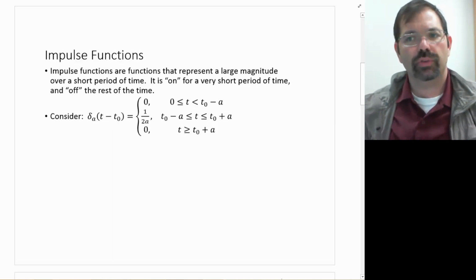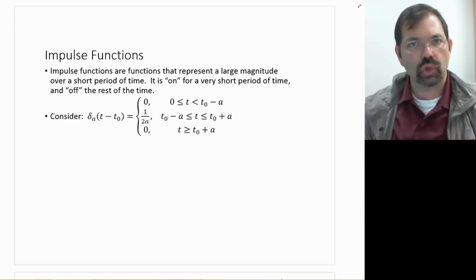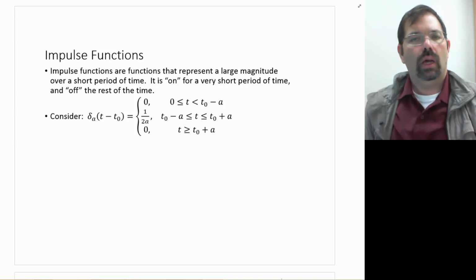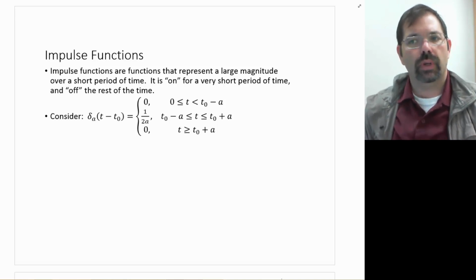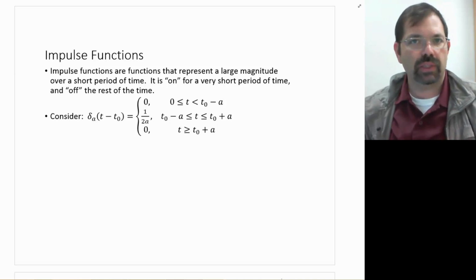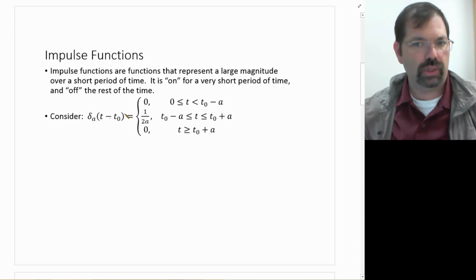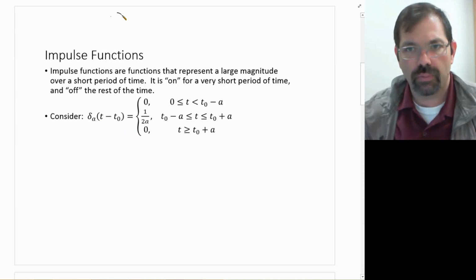So impulse functions are functions that represent a large magnitude over a short period of time. In a sense, it's on for a very short period of time and off the rest of the time. And while it's on, we can define it by some value. Here's an example impulse function. Here we have the Greek letter, the lowercase delta.